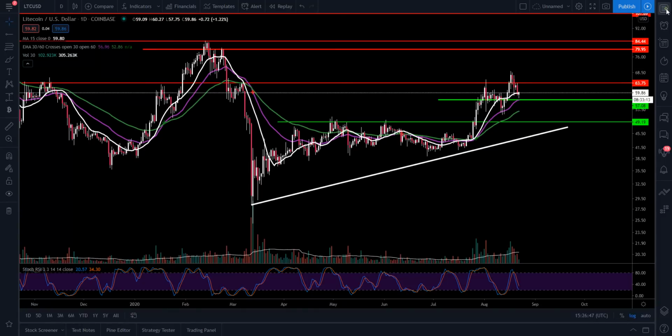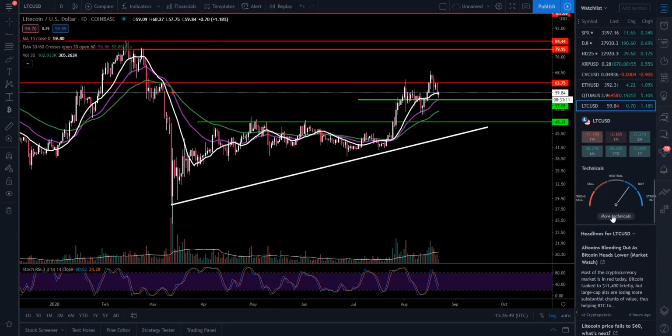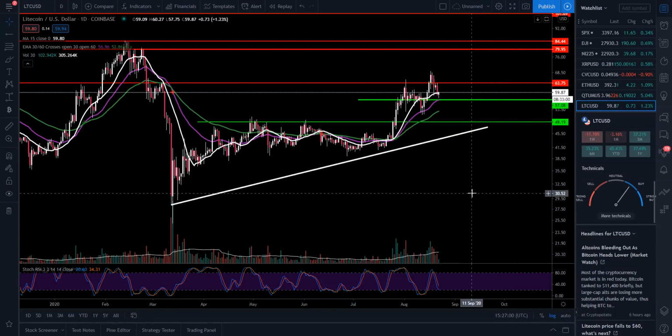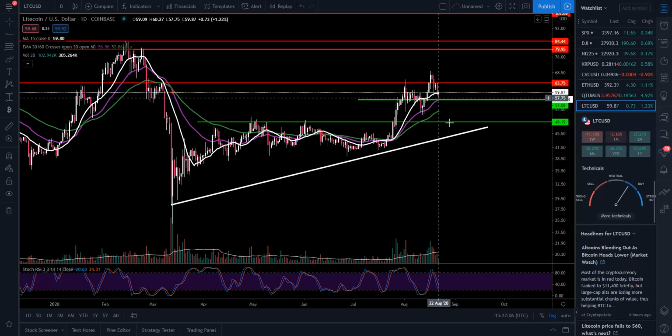So if we take a look at our trading view here, I want to get into some of the technicals with you. We are looking at an 8 sell, 10 neutral, and a 10 buy. Oscillators 2 sell, 9 neutral, 0 buy. Moving averages 6 sell, 1 neutral, and a 10 buy. So that's where we're just waiting. This is a time to be patient and be careful right now. We're just going to have to see if we can get that higher low. That's what I'm going to be looking for.